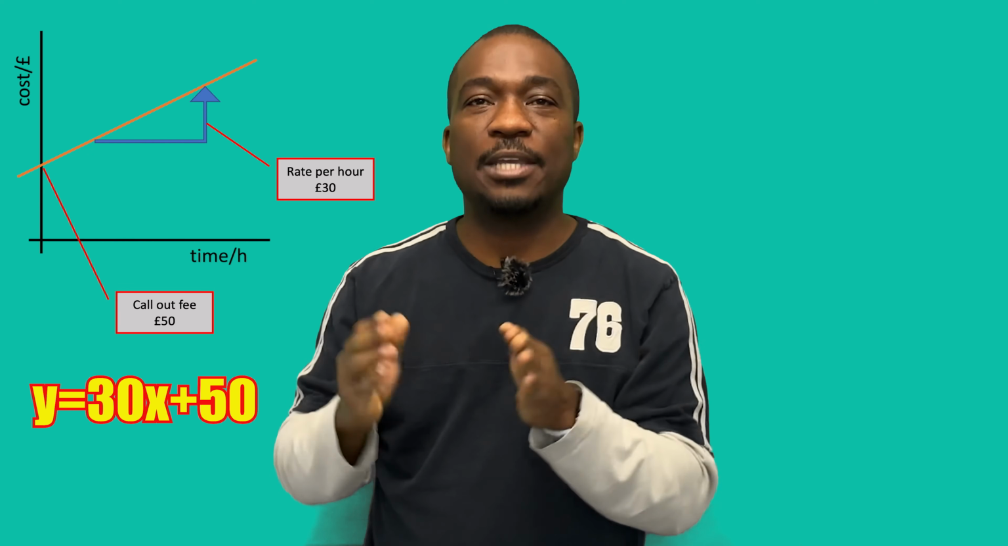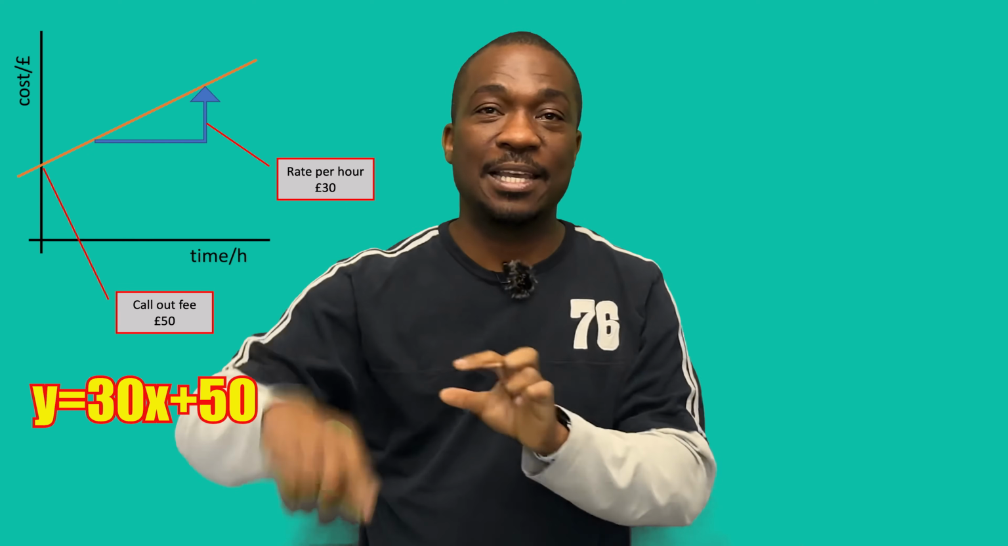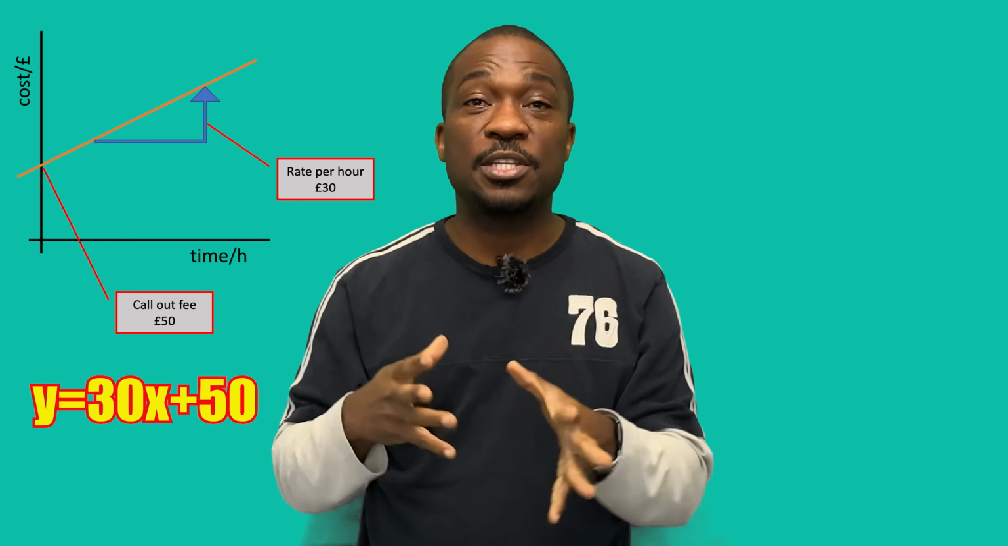So the equation of that particular straight line would be y equals 30x plus 50. And you can use that to calculate any amount of money you will owe that plumber depending on how long they're at your house for. That's a practical example of how equations of a straight line y equals mx plus c will work for you.